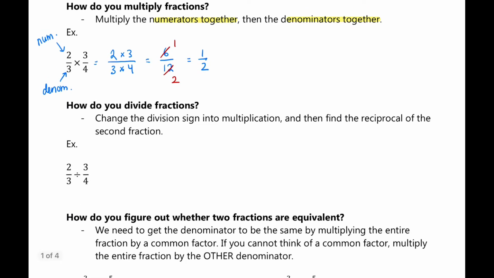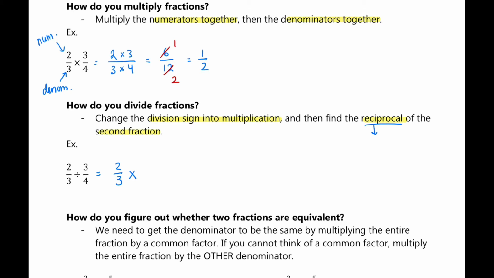How do we divide fractions? We can change the division sign into multiplication first. And then we're going to find the reciprocal of the second fraction. Example, 2 over 3 divided by 3 over 4. So we're going to change the division sign into a multiplication sign first. So let's do this: equals 2 over 3, and switch it to the multiplication sign. And then we're going to find the reciprocal.